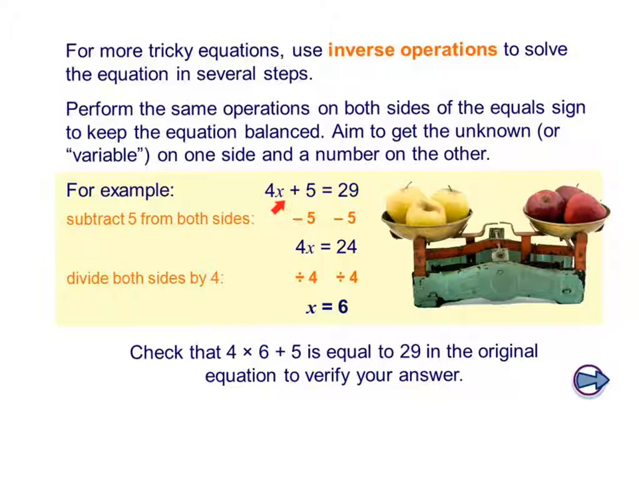An example: 4x plus 5 equals 29. We subtract 5 from both sides, and we end up with 4x equals 24. Now we divide both sides by 4, and we get x equals 6. This was a multiplication, so the inverse operation was to divide, and of course we have to do it on both sides. Then you can plug that back in and make sure that you have the right solution.